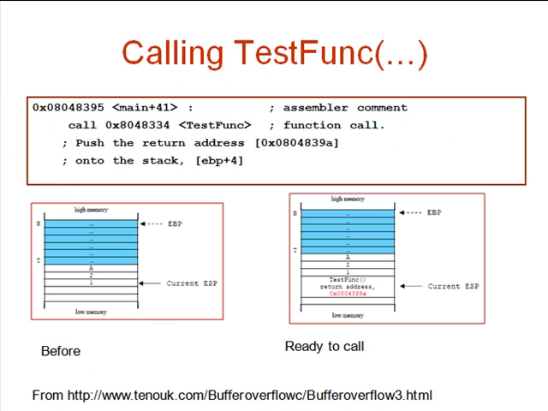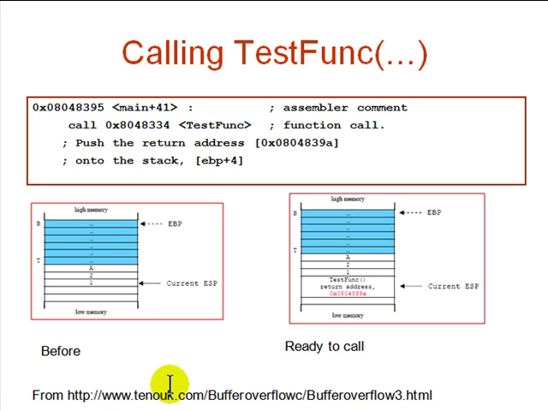Let's look at another example. Then you have a function call to a test function. This is taken from buffer overflow. Buffer overflow is where you pass in too much data, or you pass in the wrong data to a function call, and the stack gets corrupted and people are able to hack into your computer.